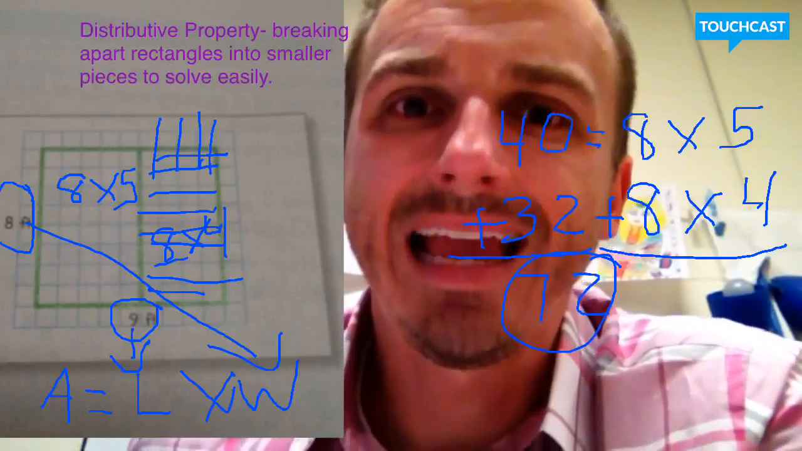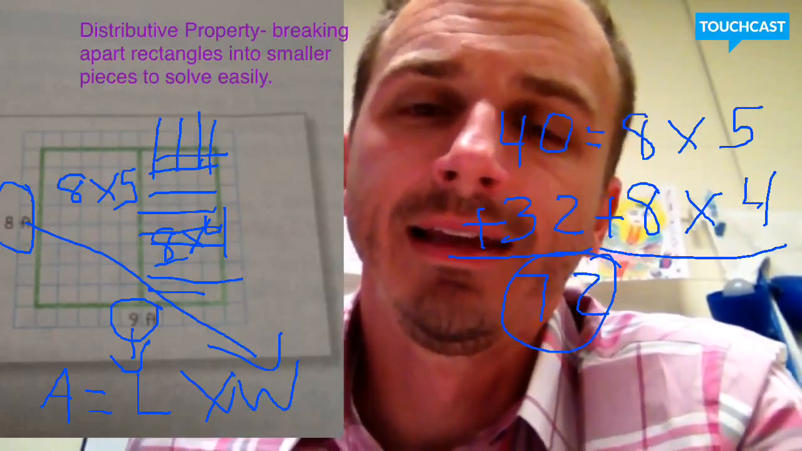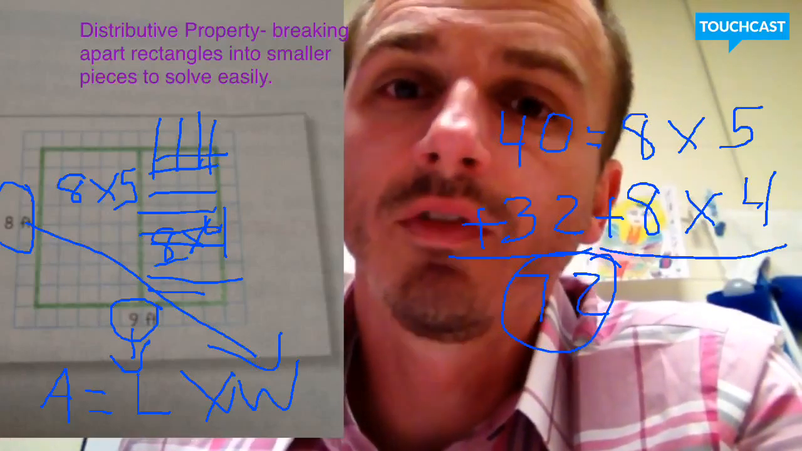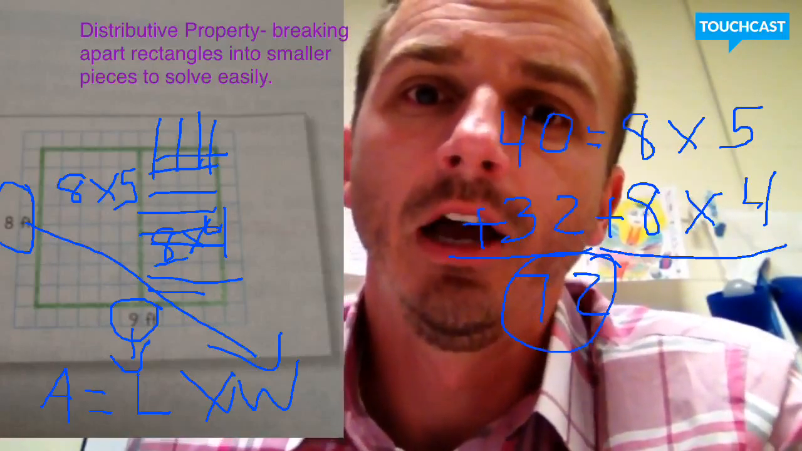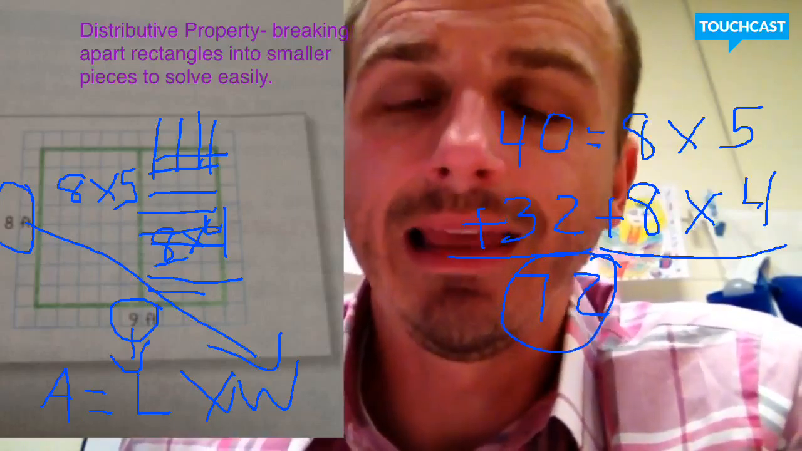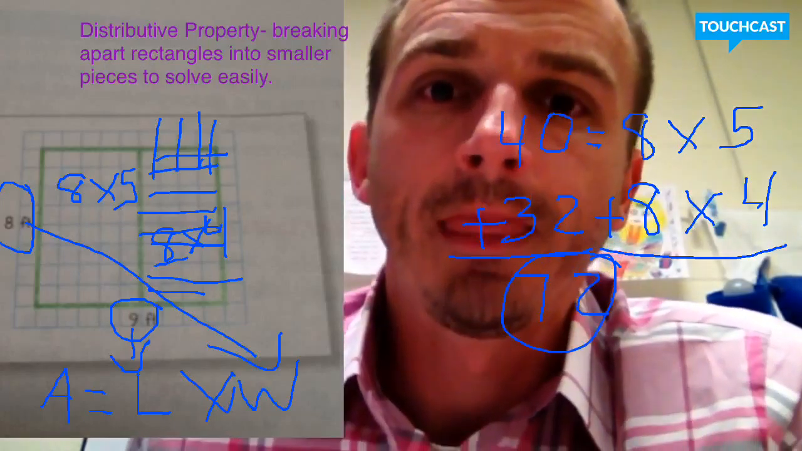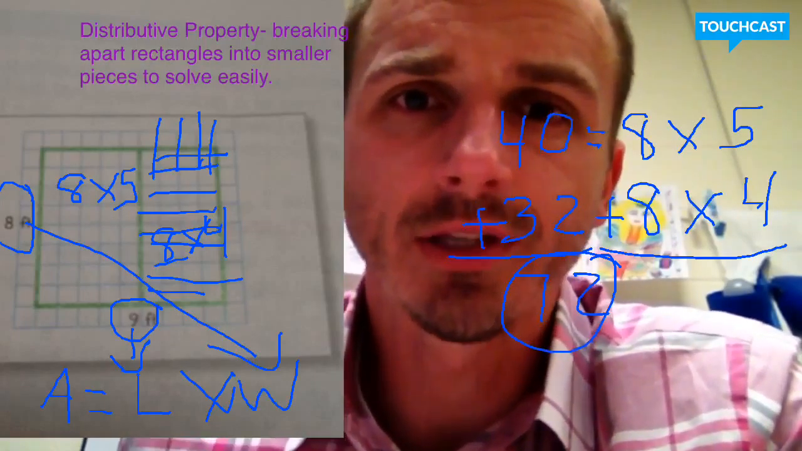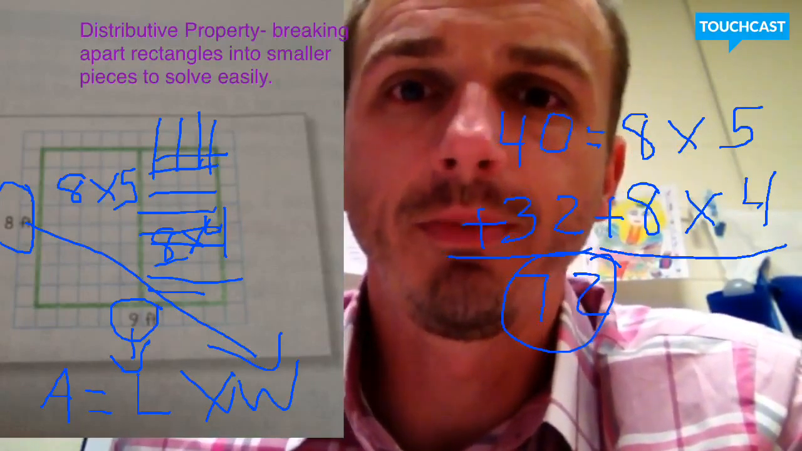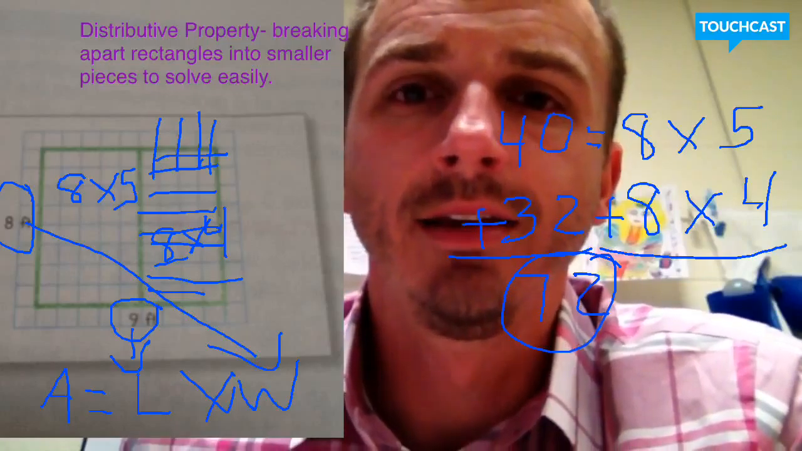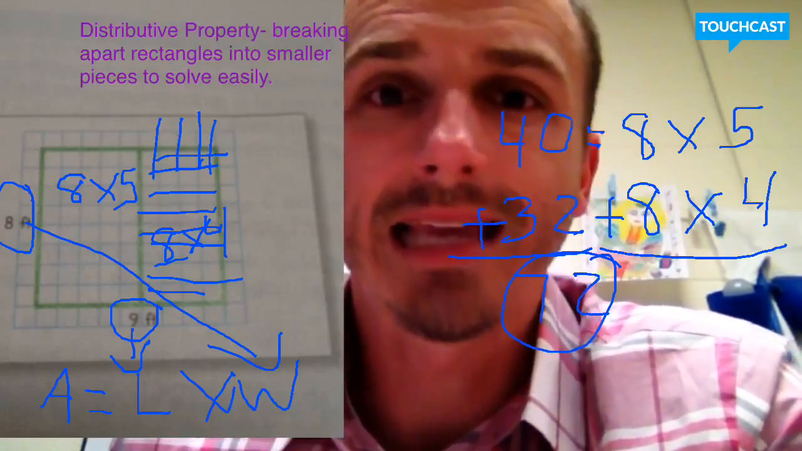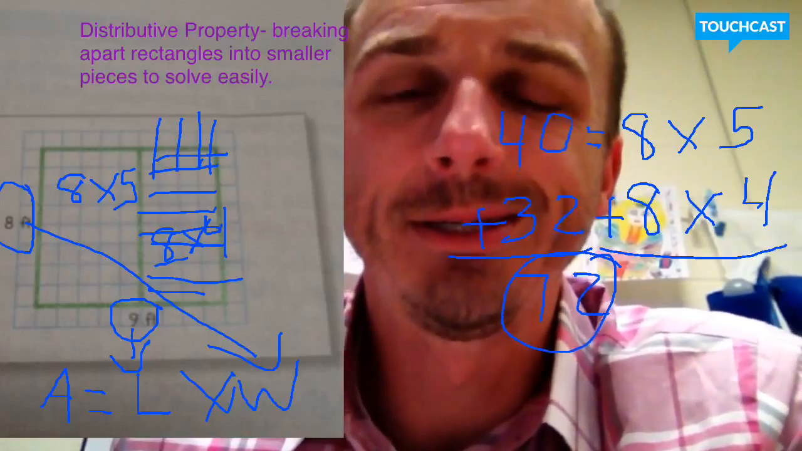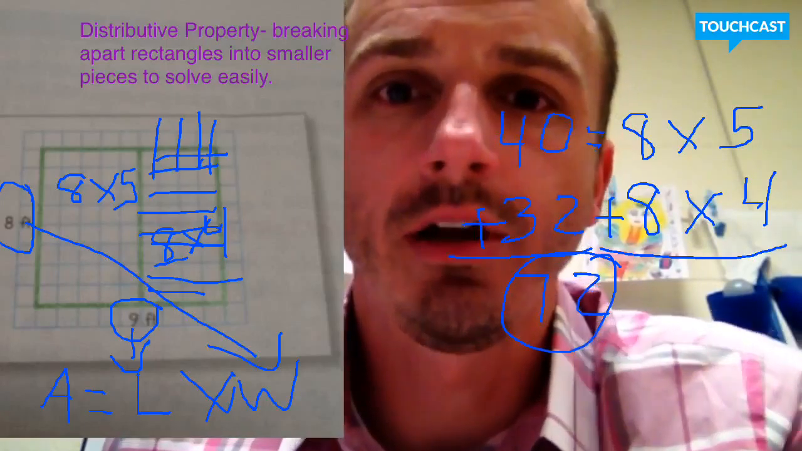And so this is how you use the distributive property. It may be easier for some of you. It may be a little bit more difficult, but I want you to be able to understand that this is a strategy that can help you to solve multiplication problems. In this case, we're trying to find area. And so hopefully understanding the distributive property will help you to see that breaking apart, in this case a rectangle, into smaller pieces helps you to easily solve problems.